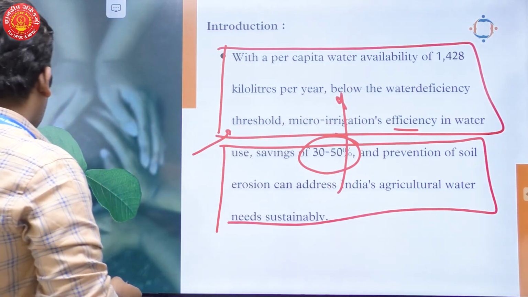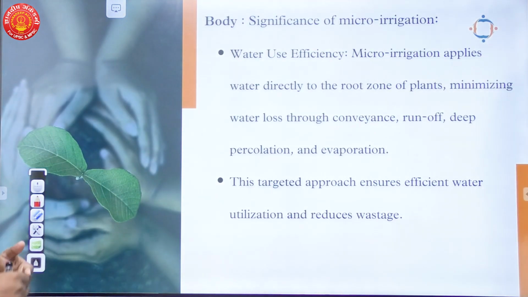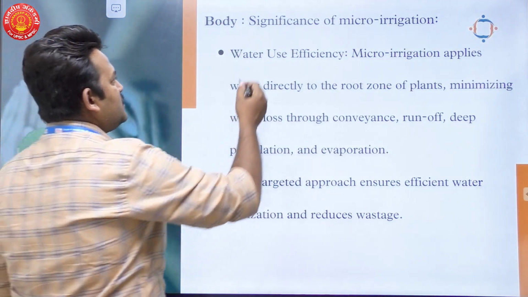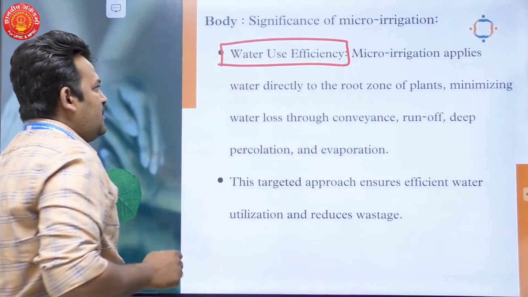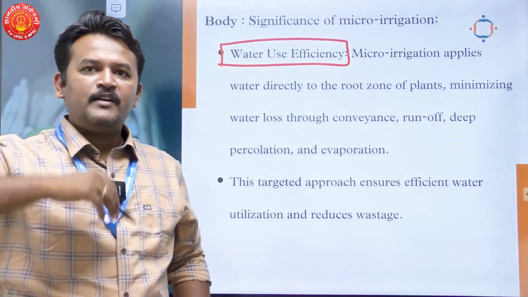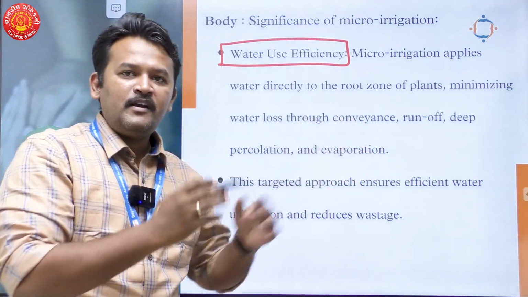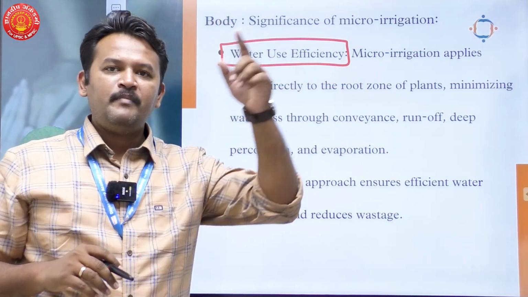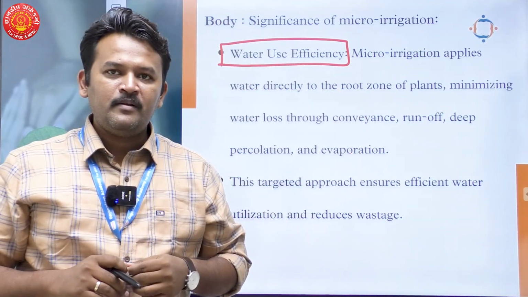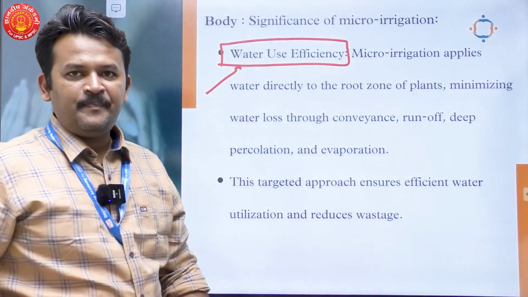Then when we move towards the body, the first thing is the significance of micro irrigation, and the first point is water use efficiency. In plain and simple words, whatever water we apply to a particular plant or crop, out of that 100 liters, how much water the plant uses for its reproductive or vegetative development, that relation is defined as water use efficiency.